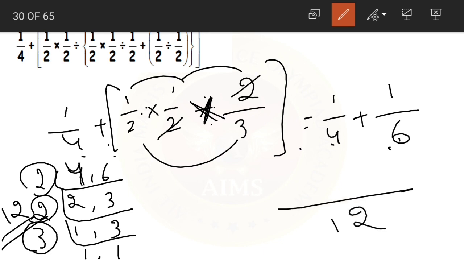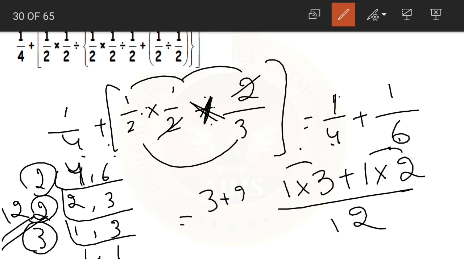So let us take 12 here, and the numerator for 4 is 1. Now we know that 4 3s are 12, so we are multiplying 1 with 3. Coming to 6, the numerator is 1 and we know that 6 2s are 12. Yes, 1 into 3 plus 1 into 2 divided by 12. What do we get? 3 plus 2 by 12. Now what is 3 plus 2 by 12, students? 3 plus 2 is 5 divided by 12.